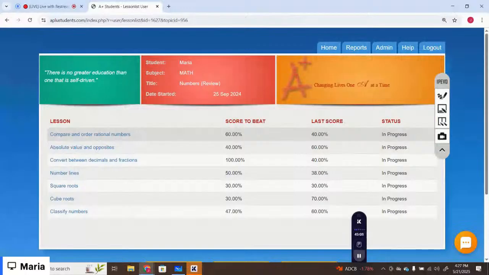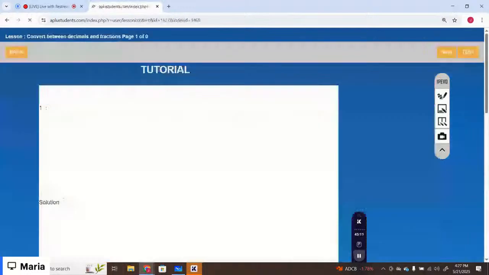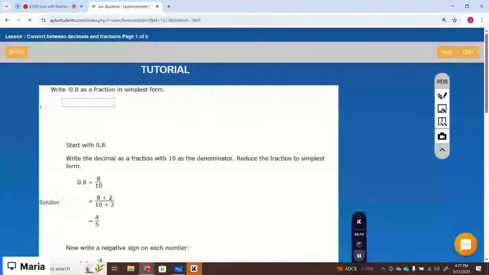The next lesson is convert between decimals and fractions. Let's just start with the lesson. That is negative 0.8, right? Negative 0.8 as a fraction in simplest form.